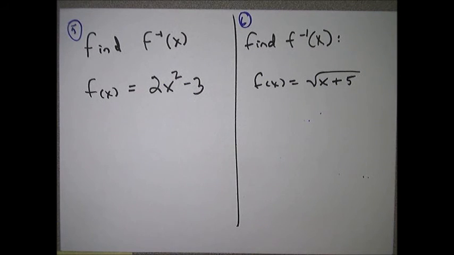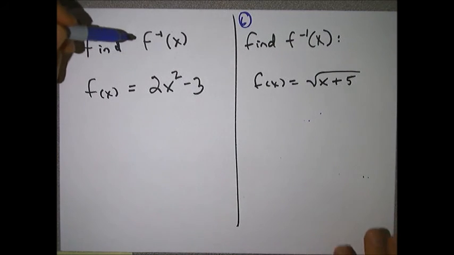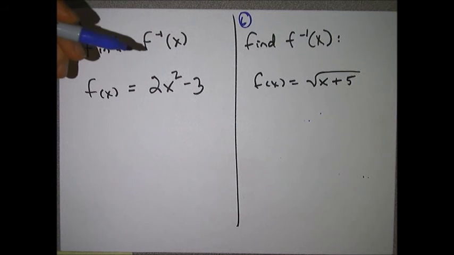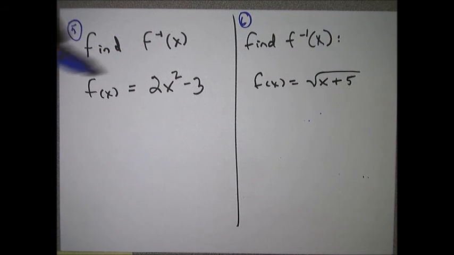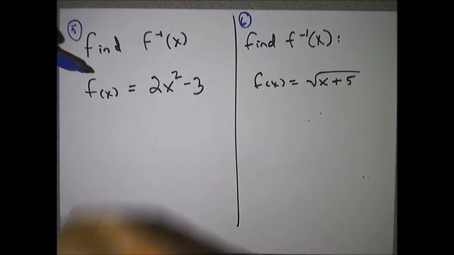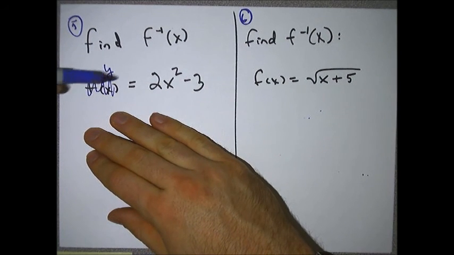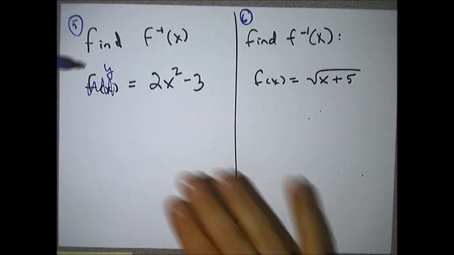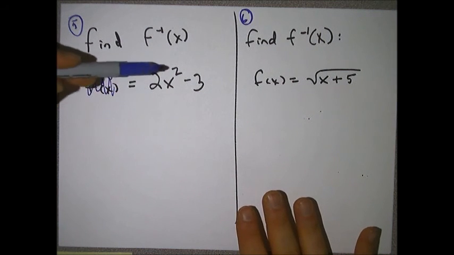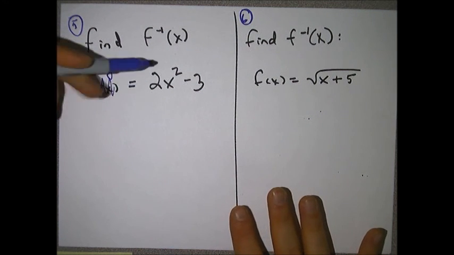Okay, in 5 and 6, both problems say to find f negative 1 of x. And f negative 1 of x means to find the inverse. To find an inverse means to switch x and y. So let's start with that. We know that f of x is the same thing as saying y. So I want to take my x and my y, and the first thing I do is switch it. Nothing else comes along. No 2's, no exponents, just literally switch x and y.